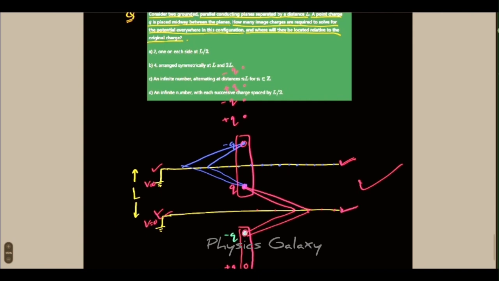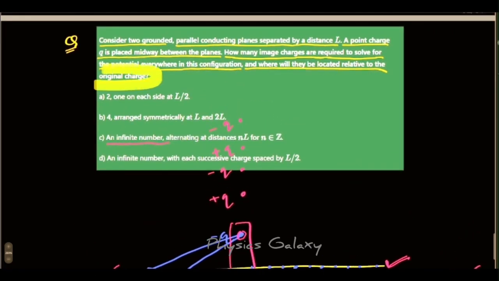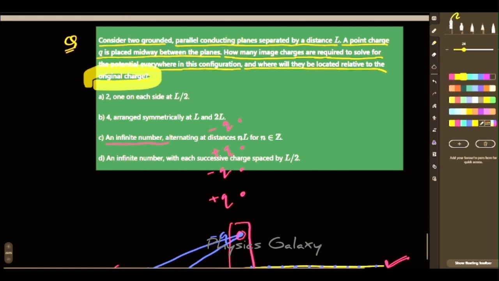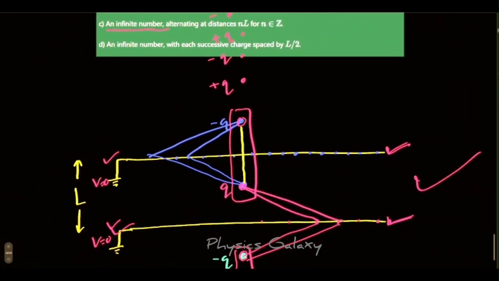So that means we have to place an infinite number of charges, but at what distances? Let's see the distance from the original charge. Now this distance is L, right? Now what about this distance?